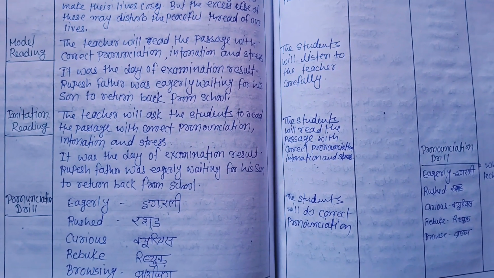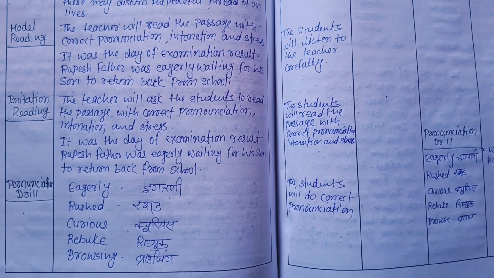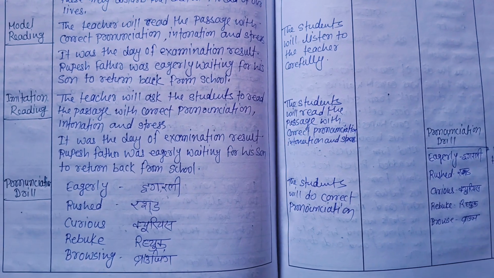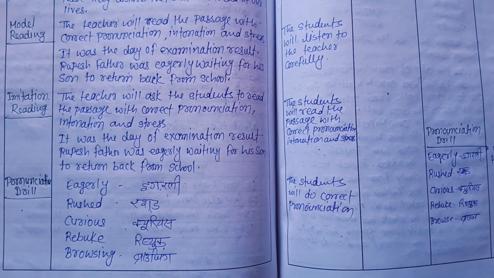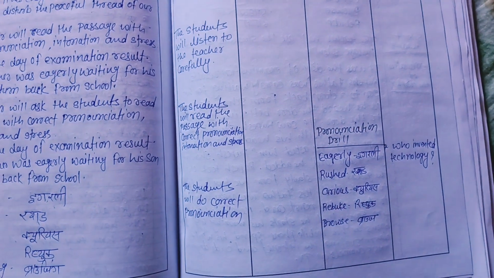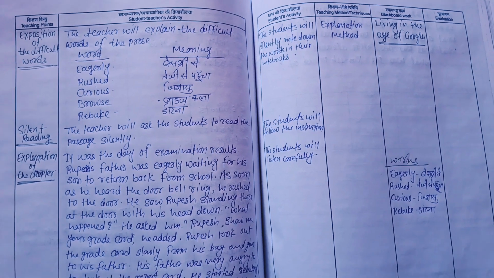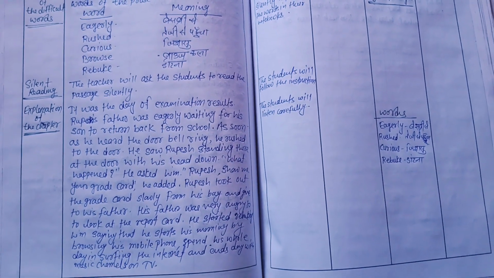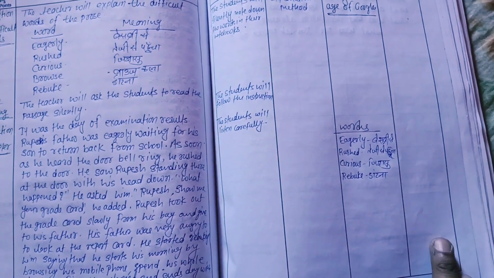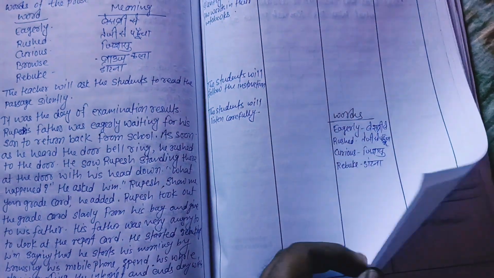When model reading is there, then students will listen to the teacher carefully. Then imitation reading comes. In imitation reading, the students will read the passage with correct pronunciation, intonation, and stress. Then after pronunciation drills, and so exposition of difficult words, silent reading, explanation of the chapter. And then here evaluation. I have not written evaluation, but you will write evaluation here. Evaluation means evaluation question you have to write.